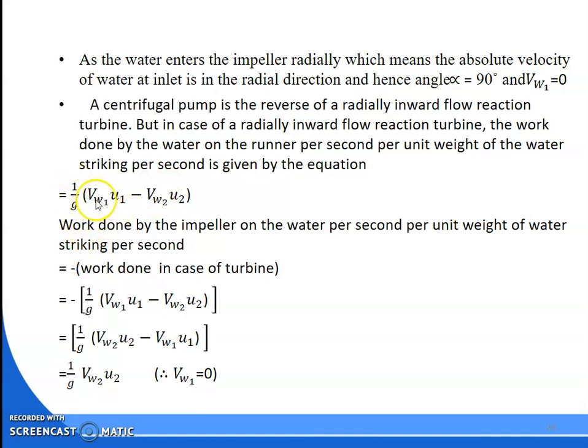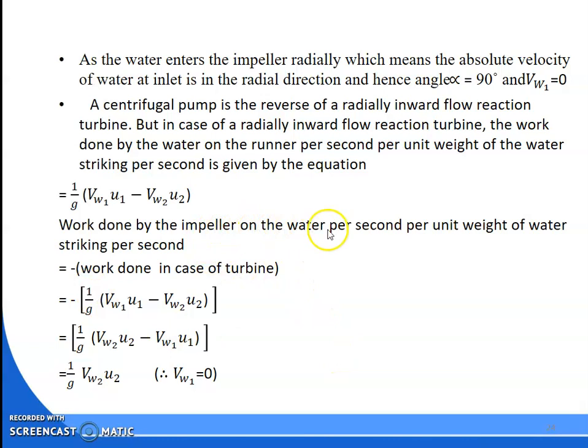Okay, what you get is 1/g (Vw1 U1 minus Vw2 U2). What is the runner power? Mass into (Vw1 U1 minus Vw2 U2), and the weight of water W is equal to rho g Q. What is the mass? Mass is equal to rho Q. So rho Q into (Vw1 U1 minus Vw2 U2) divided by rho Q g. Rho Q and rho Q cancel out. What is left? 1/g (Vw1 U1 minus Vw2 U2).